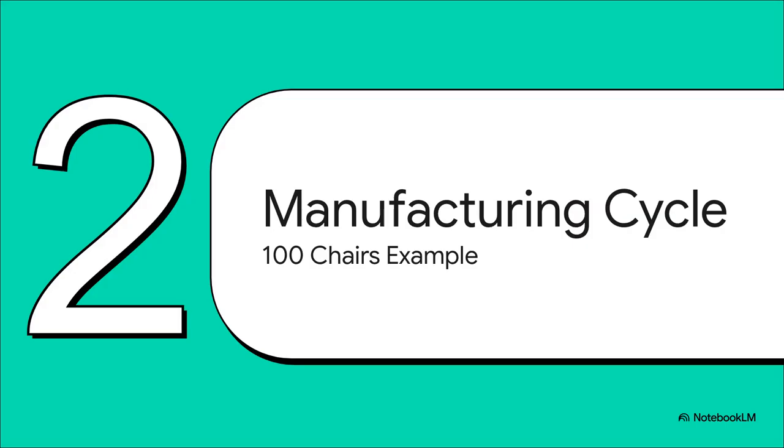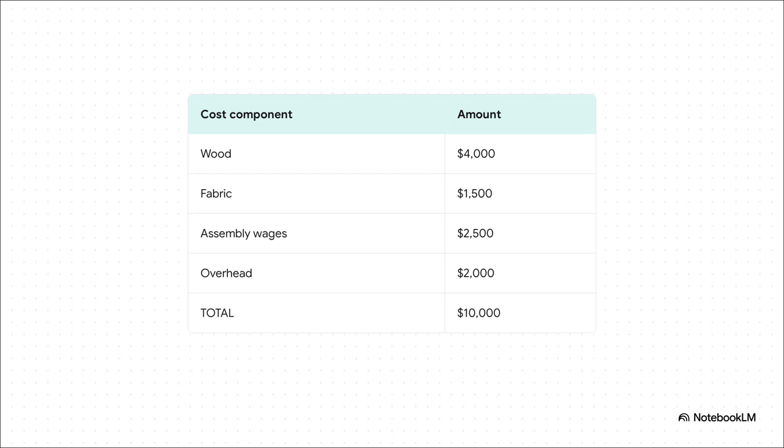All right, let's look at Section 2. The manufacturing inventory cycle, the 100 chairs worked example. So unlike a merchandiser, a manufacturer has to build things from scratch, which definitely builds in some complexity. Let's look at a continuous flow of 100 chairs.